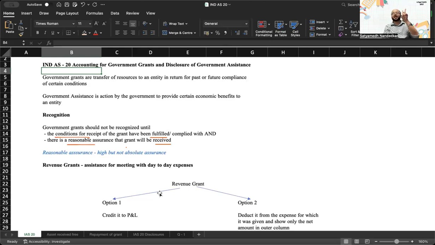Now, there are two types of grants. Grants which are received for meeting day-to-day expenses and grants which are received for purchase of capital assets or non-current assets.